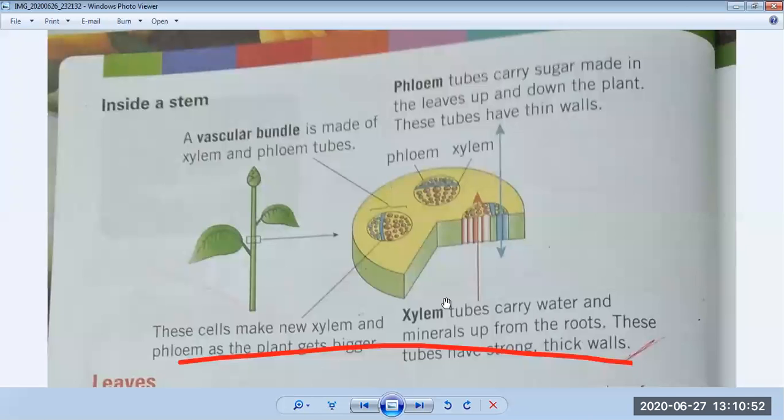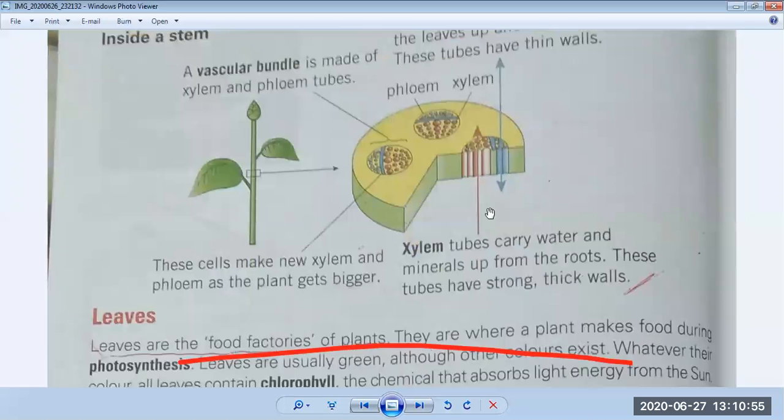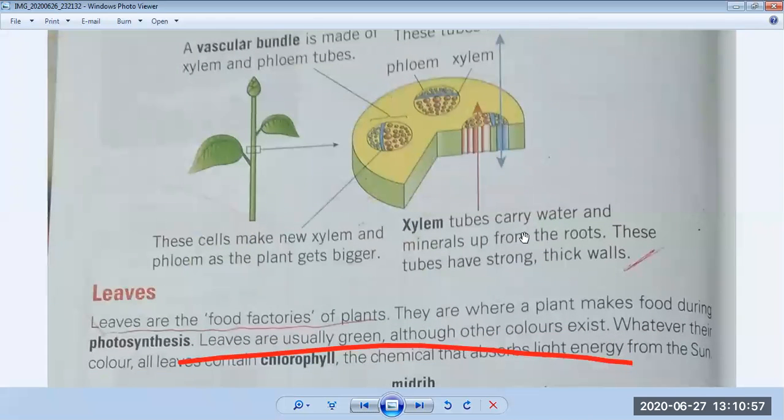But on the other side, the xylem tubes carry water and minerals up from the roots. So these tubes have strong, thick walls. Phloem cells have thin walls, and xylem tubes carry water and minerals, so they have thick walls. Now you will see these cells make new xylem and phloem as the plant gets bigger. So you can understand that stems and roots both play a very important role in the body of a plant, because they help the plant in growth.